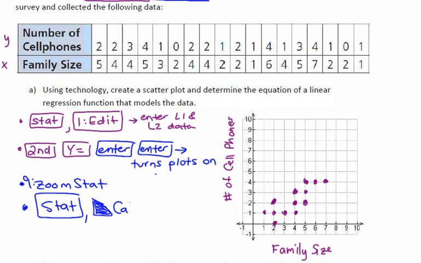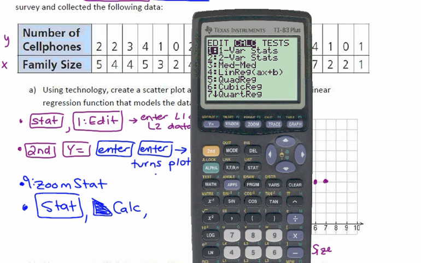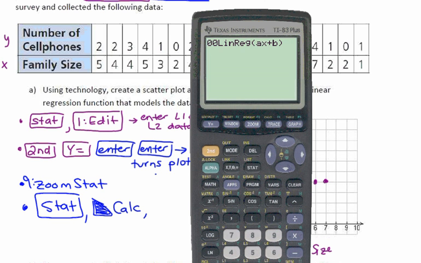Which one do you think we're going to use? Let's take a look at what's there. One, variable statistics. We did that last year. We don't want that. Number 4 is linear regression. That's what we're going to do. And tomorrow, we'll get to work with quadratic and cubic. So push 4. Make sure there's nothing there. Push enter. And there you go.